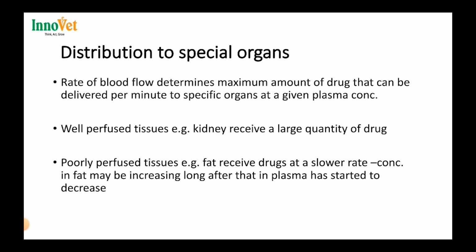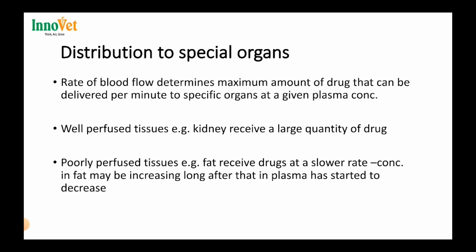So let's look at distribution of drugs to special organs. The rate of blood flow determines the maximum amount of drug that can be delivered per minute to specific organs at a given plasma concentration of the drug. So at any given plasma concentration of a given drug, the rate at which blood flows to the given tissues will determine the maximum amount of drug that can be delivered per minute. So the higher the rate of blood flow to the tissues, the higher the amount of drug being delivered per minute at a given concentration.